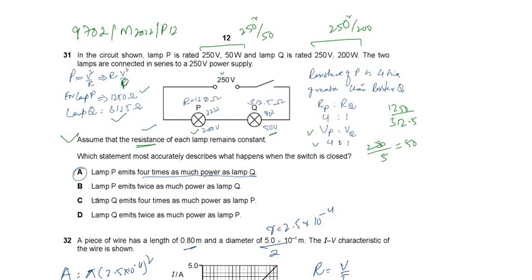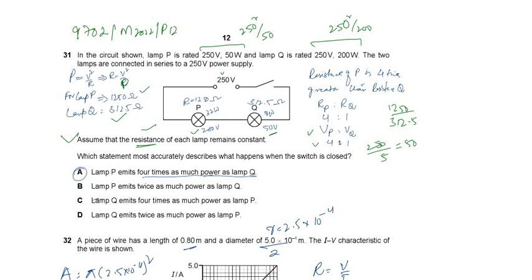So there is a power supply and a switch connected in series with P and Q. Assume that the resistance of each lamp remains constant. This is the most important point: whether both are connected or not, the resistance is fixed, no change. Which statement most accurately describes what happens when the switch is closed?